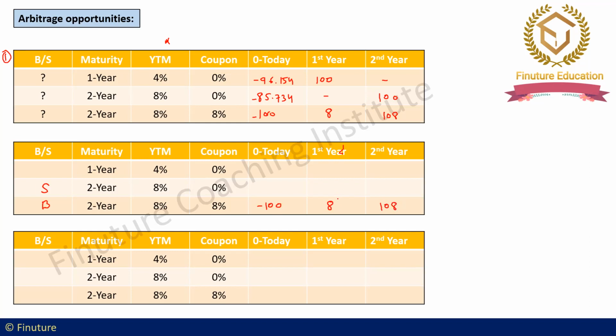Now, very important, I need to bridge these blocks in such a way that in year one, the net outflow is zero, and in the second year also the net outflow is zero, and I earn something today by buying or selling something. So if I go above, this is a 2-year zero coupon bond.